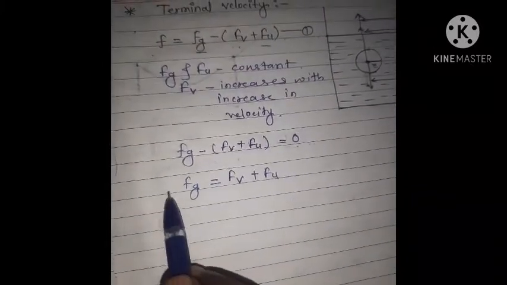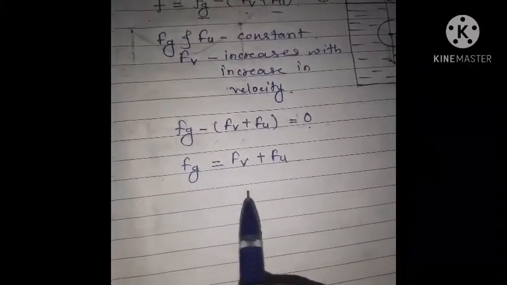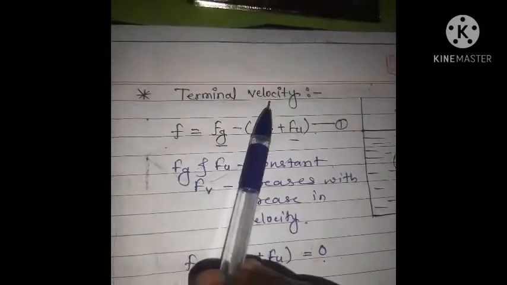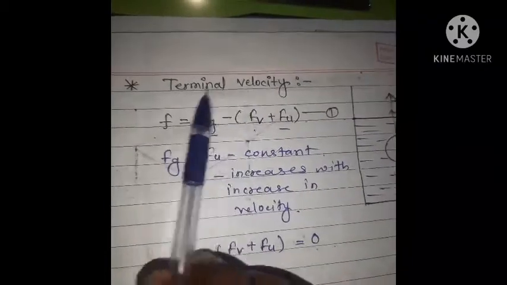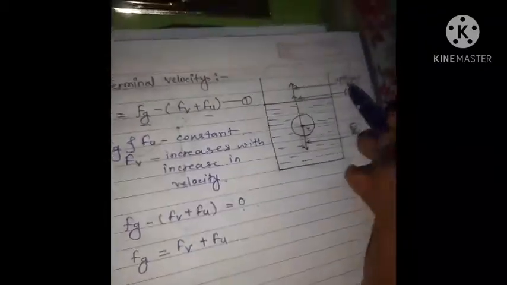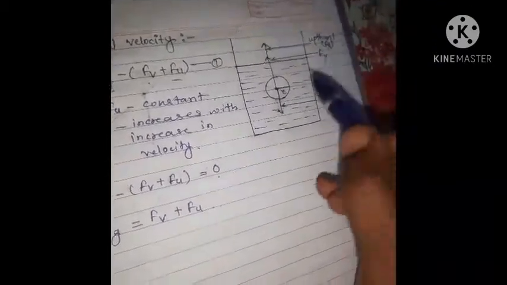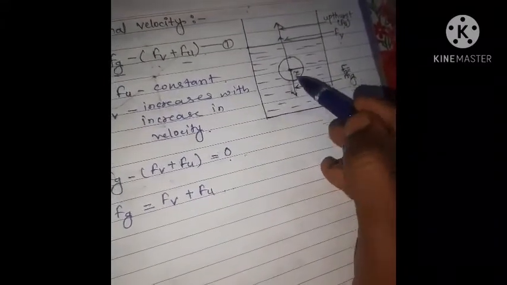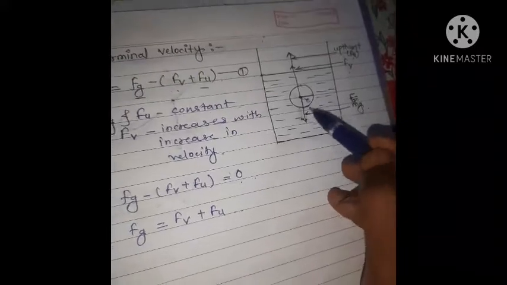At this stage, the velocity is said to be the terminal velocity, where the upthrust and the downward force on the sphere become constant.